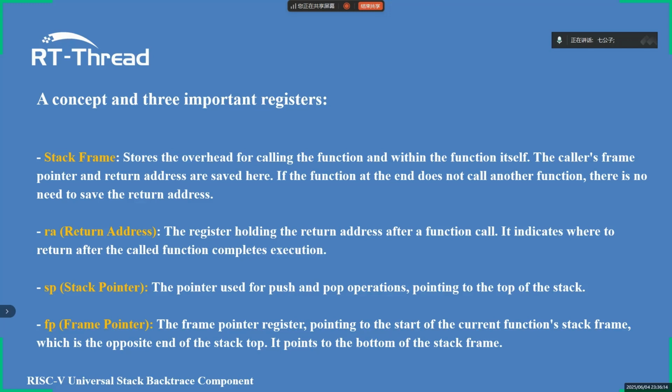Another one is our SP, the stack pointer register, which handles both push and pop operations. It points to our stack. The frame pointer is the FP, a frame pointer register. It is the counterpart of the stack top register, and it currently points to the base of our frame. This is our concept of the three main registers.